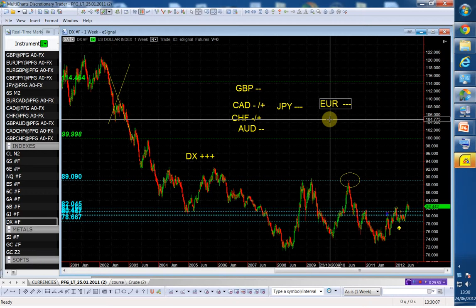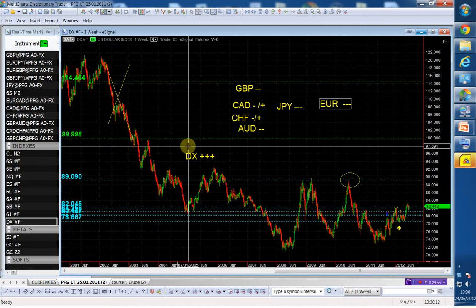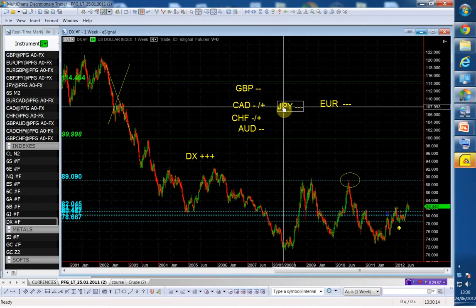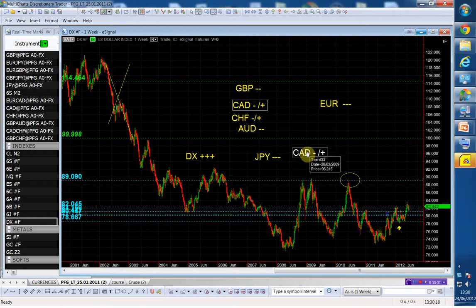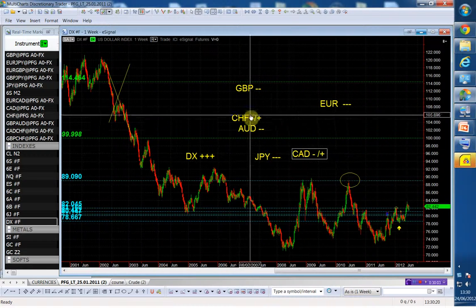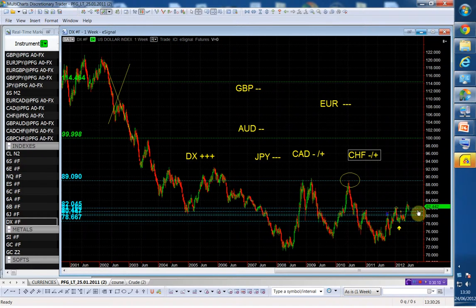So the plan is we're going to focus on the dollar, buying the dollar across the board, and then we're selling the yen across the board. And the first yen we're going to do would be the CAD yen, the Swiss yen, then the Aussie yen, and then the pound and the euro. Okay? That is about it. Let me save the recording.